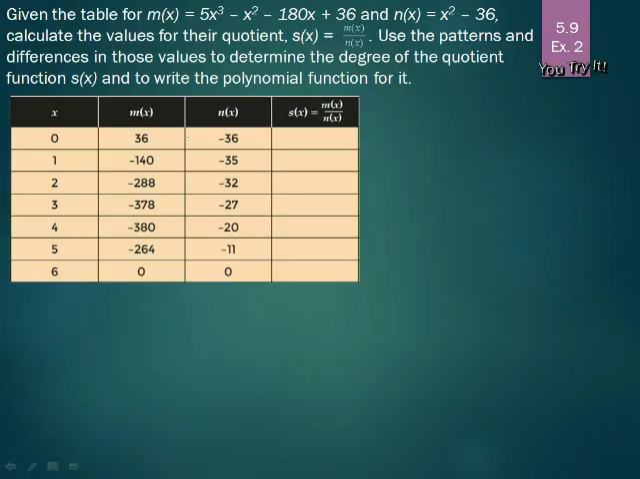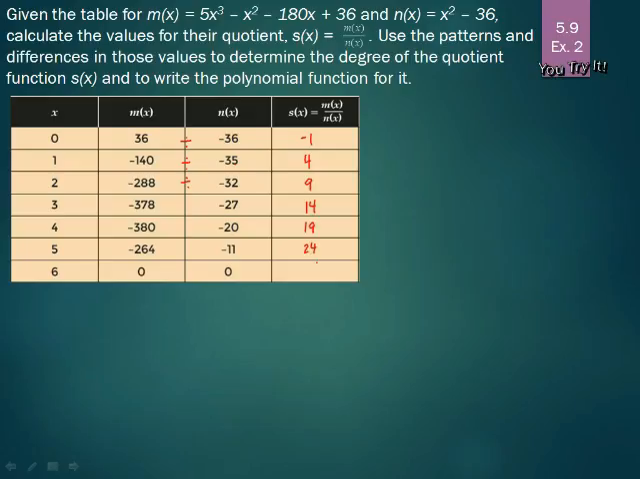All right, so in this table, we want to take each m of x and divide it by n of x to get our quotient s of x. And then from that, we can find the finite differences in the function. And so m of x divided by n of x here, 36 divided by negative 36 gives us negative 1. Negative 140 divided by negative 35, I'm just going to use a calculator for this, gives us 4. And so on, just dividing each one in that same order. I'm just going to go ahead and fill in the rest of the table.